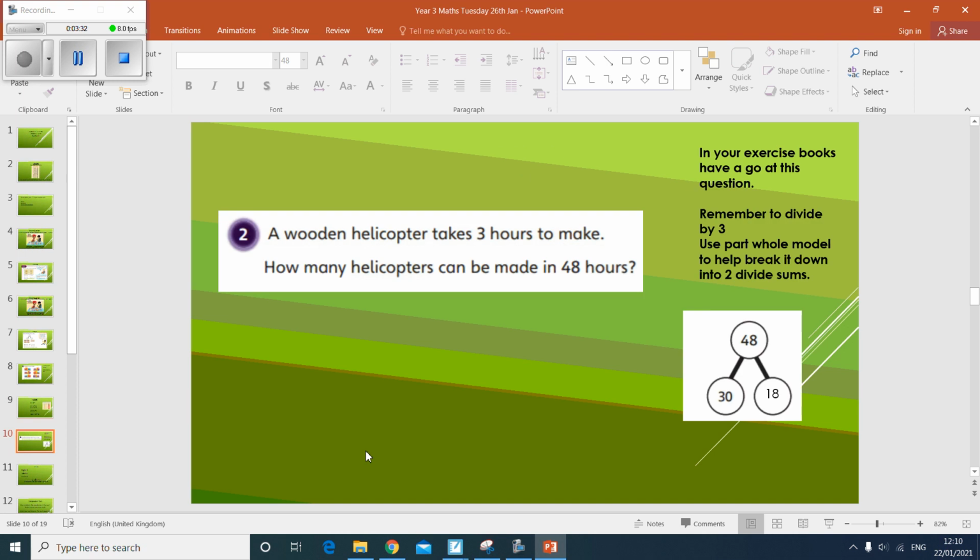Okay, another one for our exercise books. I'm going to give you a clue here to remember to divide by 3. You can use a part-whole model to help break it down into 2 divide sums. So a wooden helicopter takes 3 hours to make. So how many helicopters can be made in 48 hours? So we've got 48 here, and I've broken it into 30 and 18, and remember that we're dividing it by 3. Pause the video here while you have a go.